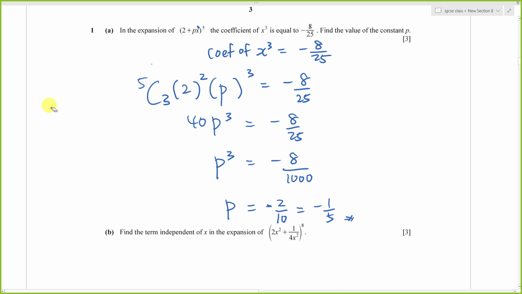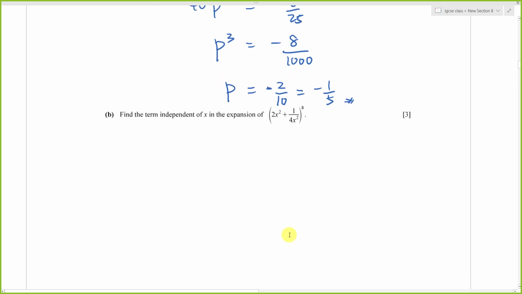Alright, then find the term independent of x for this expansion. Of course, the first thing you need to do is understand the meaning of independent of x. So, independent of x means what? Without x.